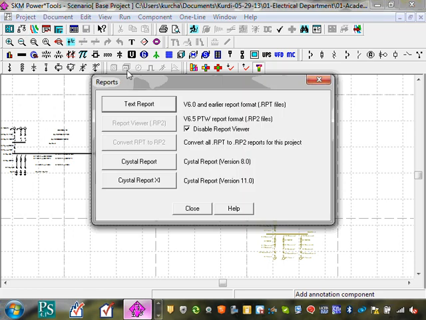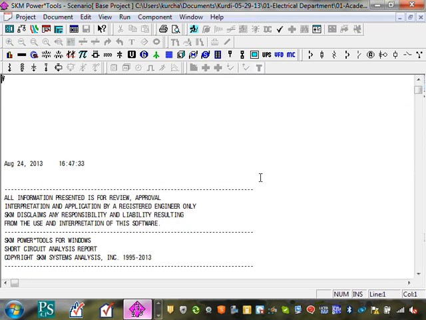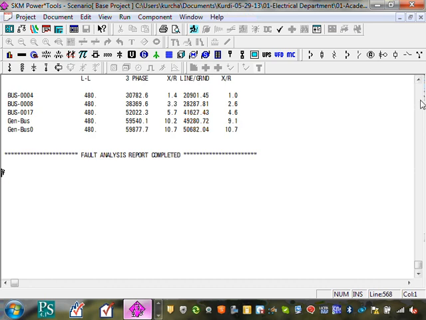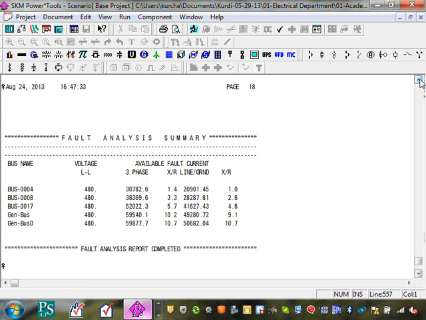So then you get to your report text. I need my short circuit report. Just show you quick here. That's how you get them from the engineering firms. And you go all the way to the bottom, and this is the available short circuit fault summary.